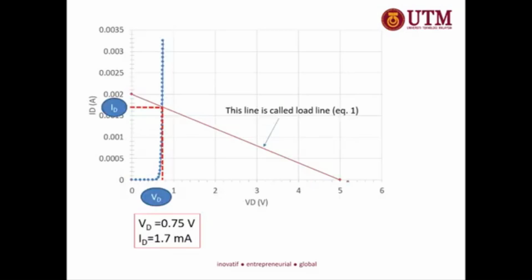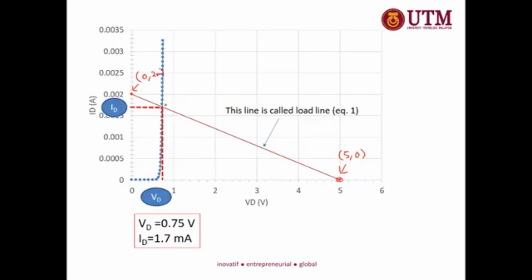So you have 2 points here, and when you have 2 points, you can draw the line. This is the line from equation 1. This point is where VD is 5 and ID is 0. And this point is where VD is 0 and ID is 2 milli. So you have 2 points and then you draw the straight line.